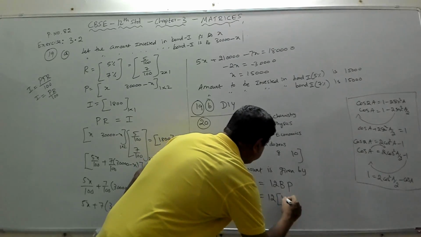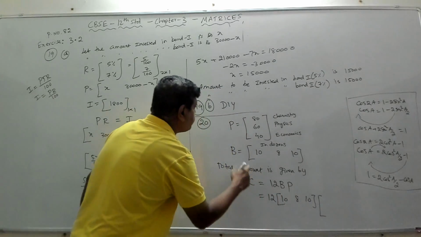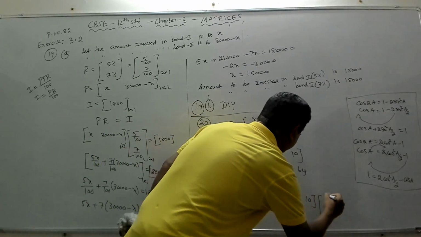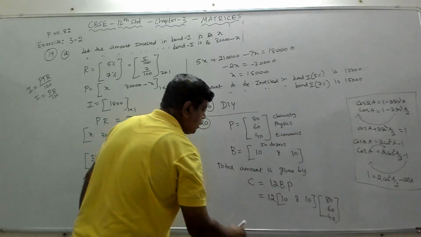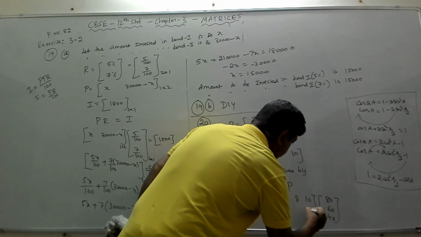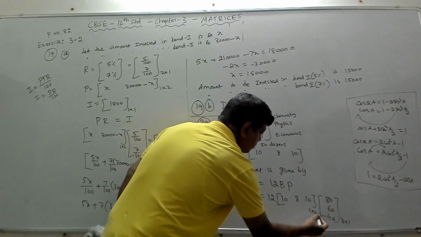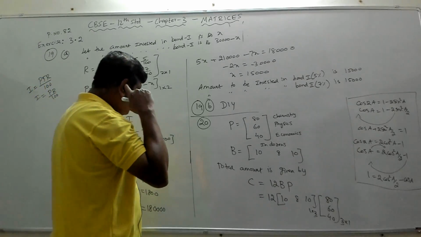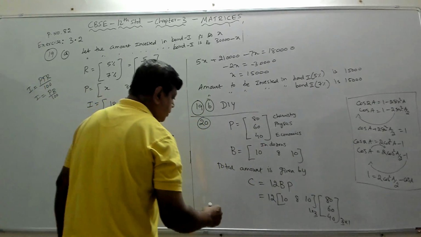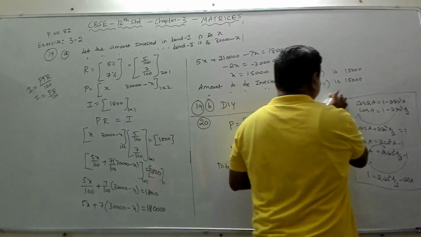B is 10, 8, 10 into P. P is 80, 60, 40. Now we can multiply them because this order is 1 cross 3, and this is 3 cross 1. So the number of columns of the first matrix equals the number of rows of the second matrix, so we can do the multiplication. So if you multiply, what do we get? I can write it here.